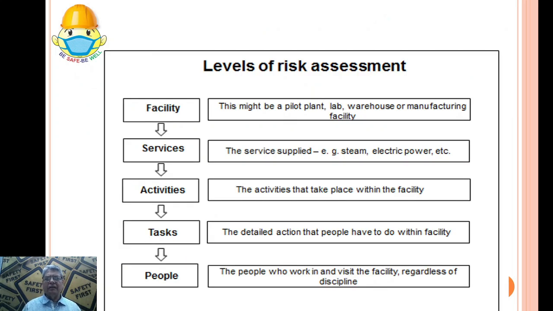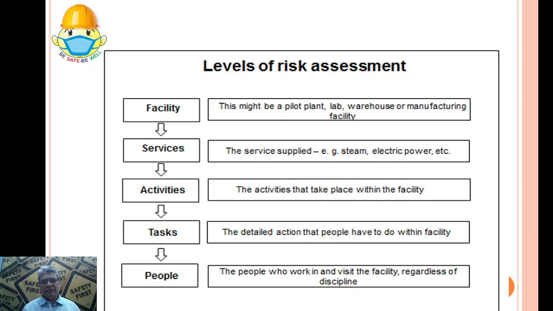So wherever the risk assessment is to be carried out, there are different levels. What levels are we talking about? The facility level or the factory level. The facility may be a pilot plant, a laboratory, a warehouse, or a manufacturing facility. Whatever the facility is, in a lab also there may be some risk, in a pilot plant there may be some risk, warehousing has its own problems. So the first level is facility.